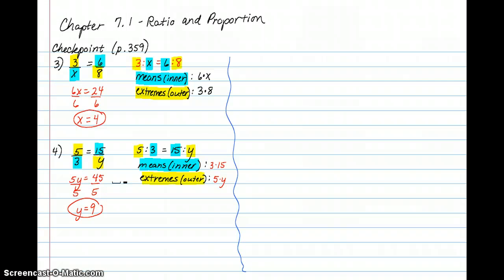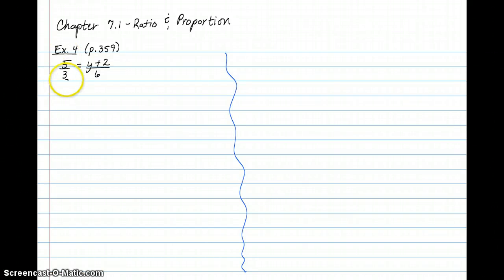On the next page, we're going to be even a little more complicated. Please be looking at your book on page 359, and I'll be going over example 4 with you. You have 5 over 3 equal to y plus 2 divided by 6. We're going to use the cross product property, which means we multiply 3 times y plus 2, and that equals 5 times 6.